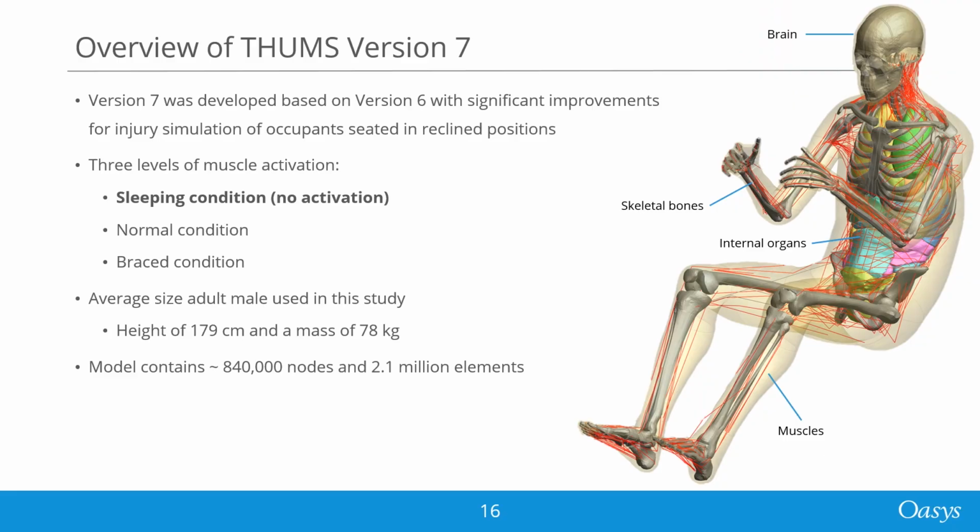Before I do, I just want to say a few words about the THUMS version 7 model. It's an enhancement of version 6 with significant improvements for injury simulation of occupants seated in reclined positions. It features 3 muscle activation levels: sleeping, or no muscle activation, normal, and braced. This model represents an average adult male and consists of approximately 2 million elements.